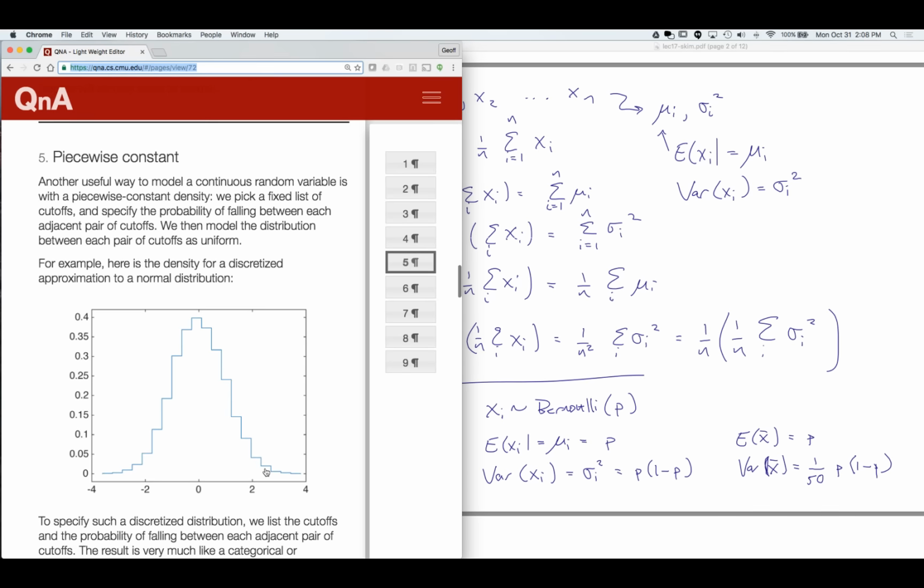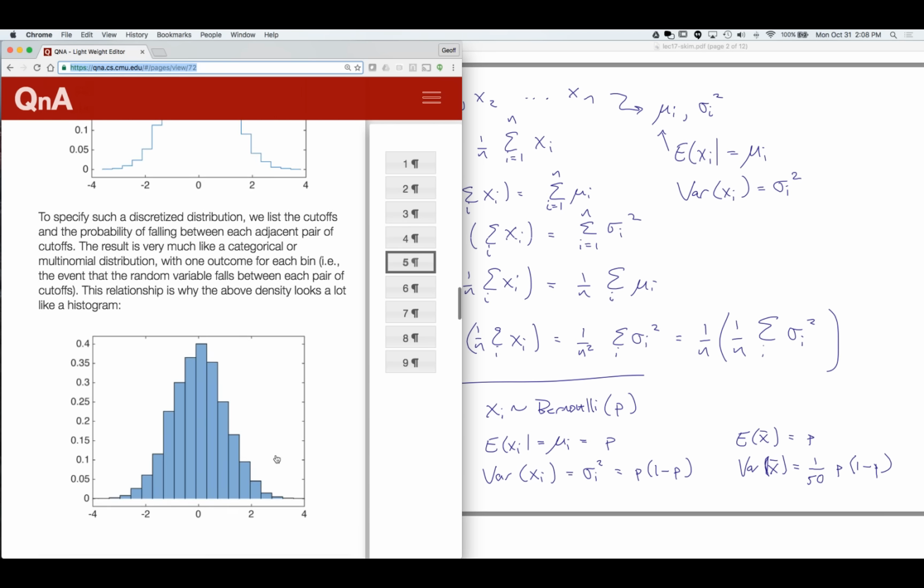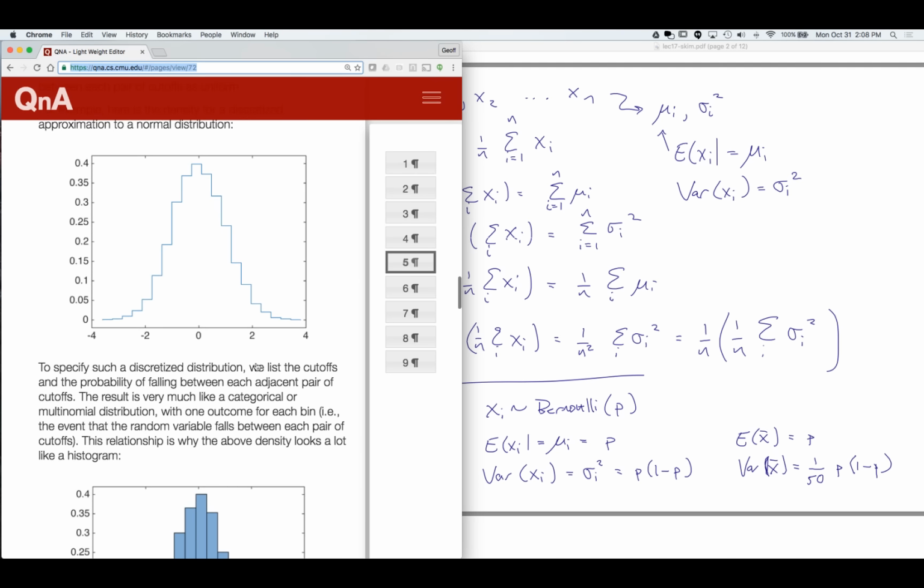All right. So this is maybe not particularly useful, but it's simple, so I wanted to mention it. It's very easy to make a model of a continuous random variable by picking a piecewise constant density. That's basically saying that you pick a bunch of cutoffs and then say that the distribution is uniform between every pair of adjacent cutoffs, and so you'll get a density function that looks like this. The result is a lot like a histogram. You can imagine estimating a distribution like this by building a histogram from some data.